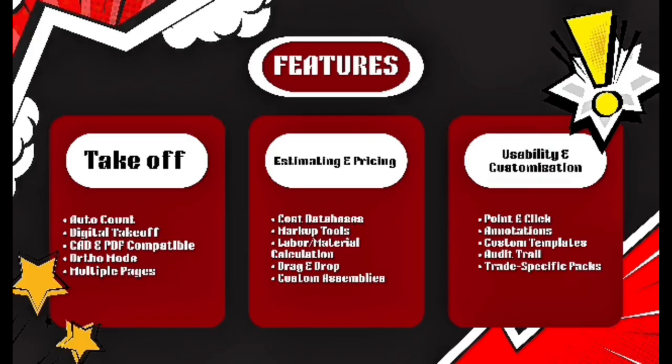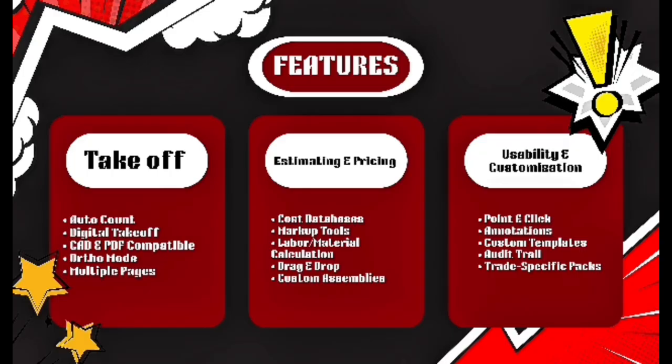The second feature is estimating and pricing. It stores a cost database for faster estimating. Markup tools allow users to add profit margins and overhead costs. The software automatically calculates labor and material costs. Its drag and drop functions speed up the estimating process. Custom assemblies allow users to create reusable cost templates for similar projects.